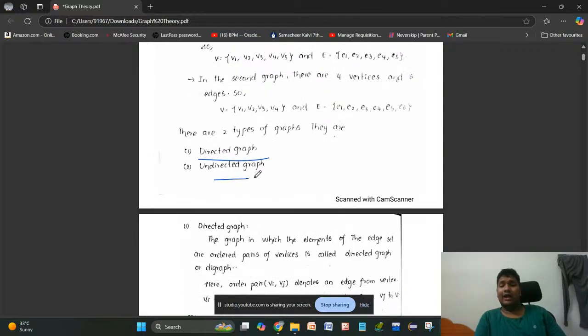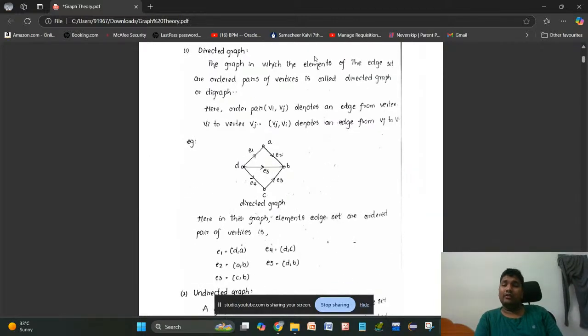Directed and undirected. What is a directed graph? The graph in which the elements of the edge set are ordered pairs of vertices is called a directed graph or digraph. Ordered pair (Vi, Vj) is different from (Vj, Vi). That is the digraph, you understood.